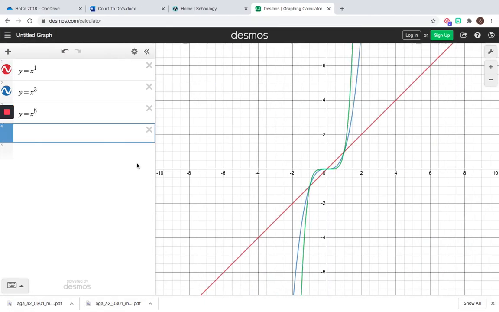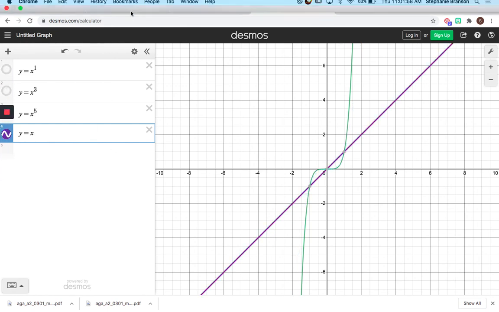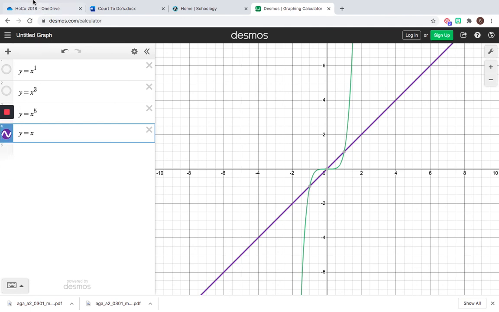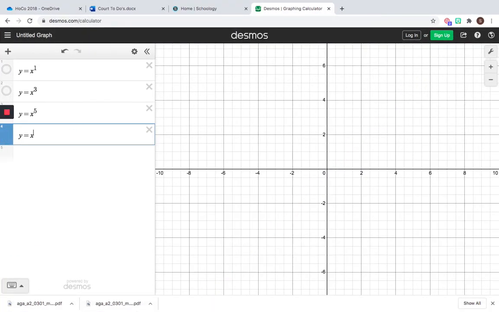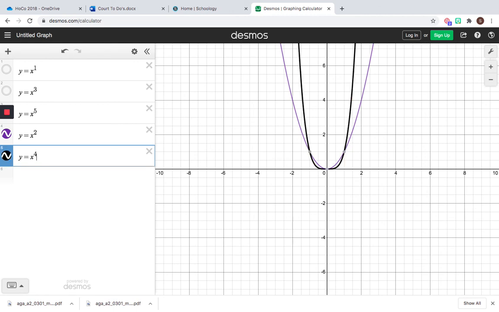All right. Part B says, now graph f of x is equal to x to the n for 2, 4, and 6. So y is equal to x raised to the second. Y is equal to x raised to the fourth. And y is equal to x raised to the sixth. So here, what two quadrants are these three graphs in? Quadrant 1 and what? 2.